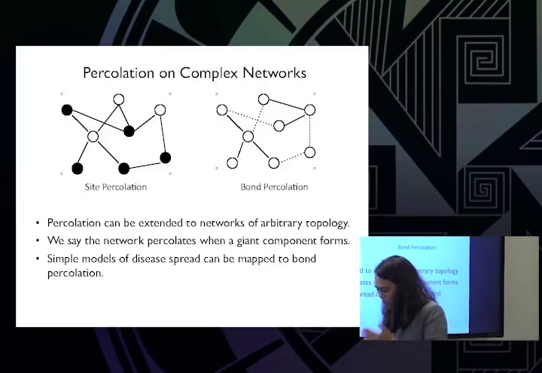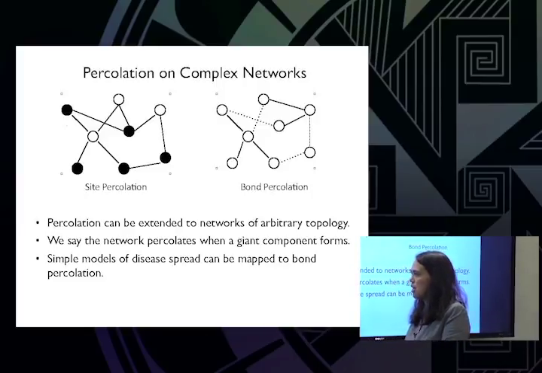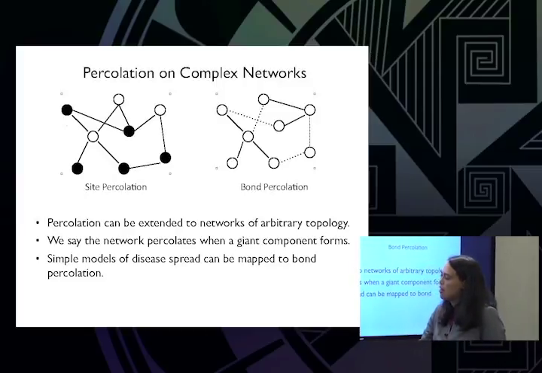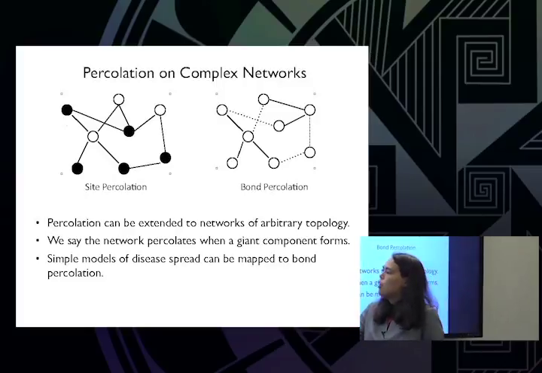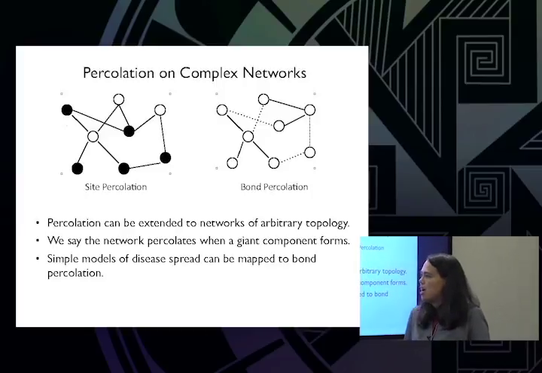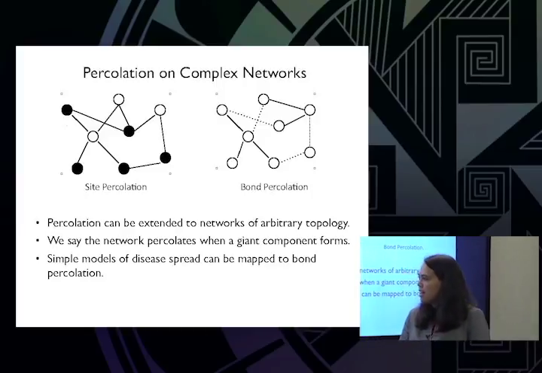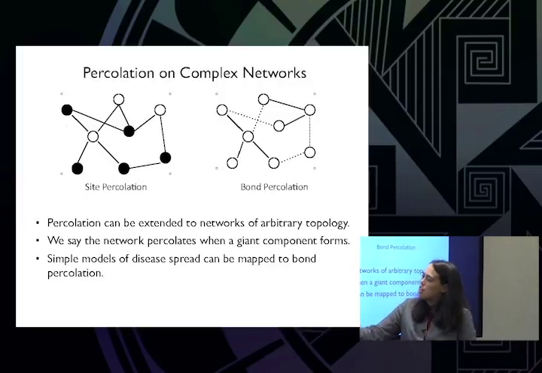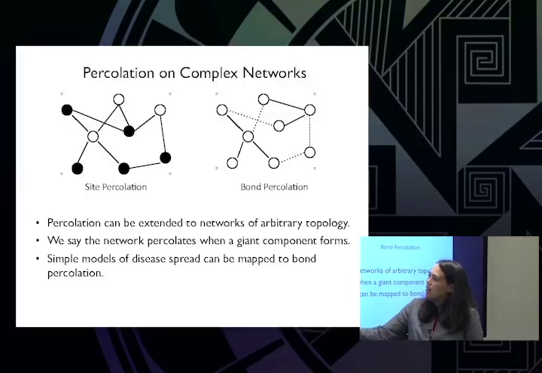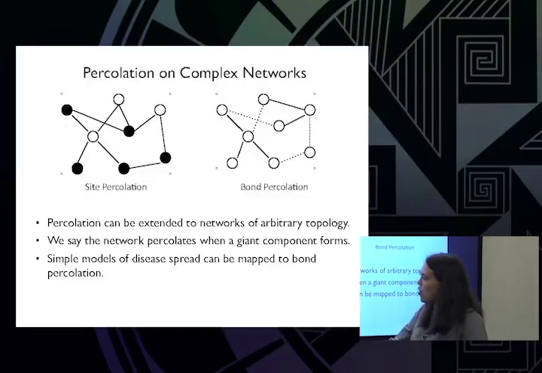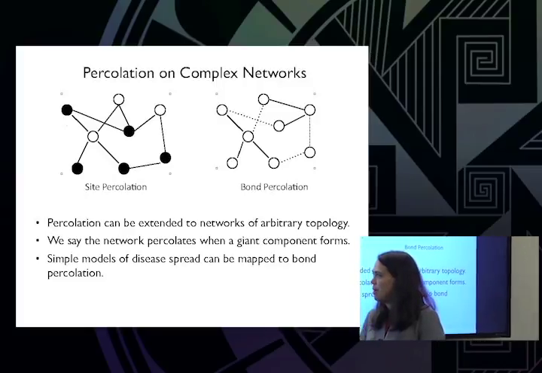So I talked about bond percolation and site percolation on grids. We can think about these same problems on networks. So the network percolates when a really large connected component forms. And so simple models of disease spread, as I was saying, can be mapped onto this bond percolation, right? So bond percolation, where I fill in the bond if there's a transmission event between those two nodes. So not every link is going to be able to transmit the disease.